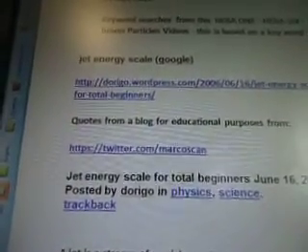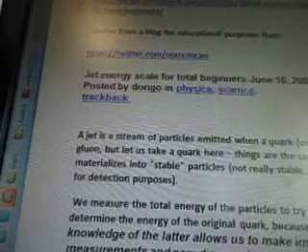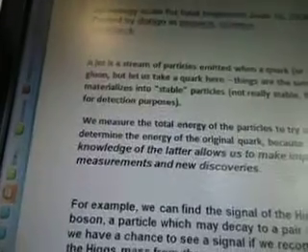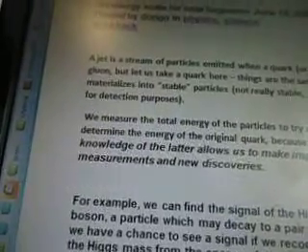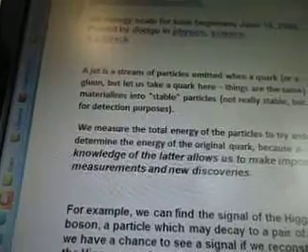Jet energy scale, so I googled it and it came up with Dorigo, wordpress.com. Quotes from a blog for educational purposes from twitter.com, Markoskin. Jet energy scale for total beginners, June 16, 2000 is when he wrote it. So I liked what he had to say, so I used his information here to explain what it means.